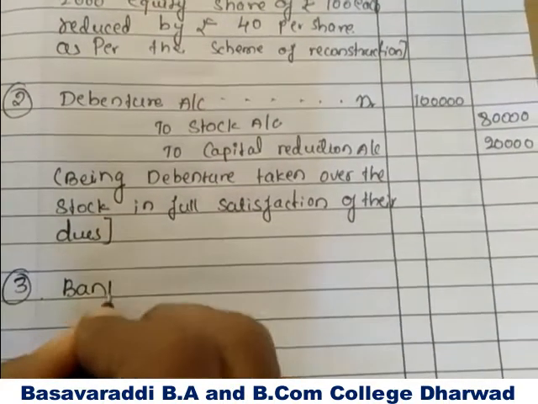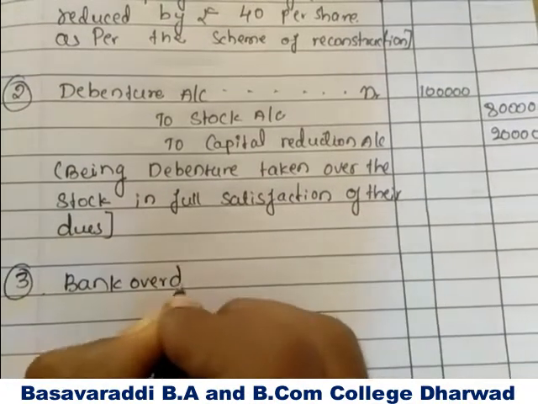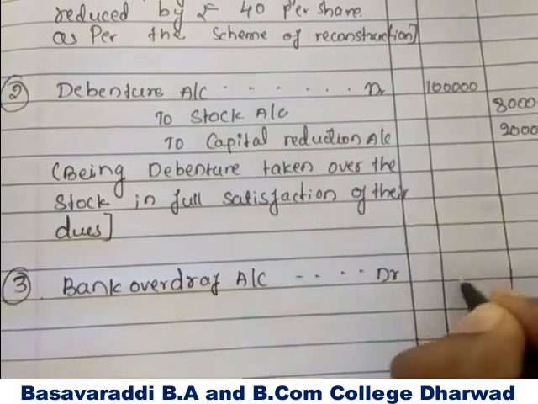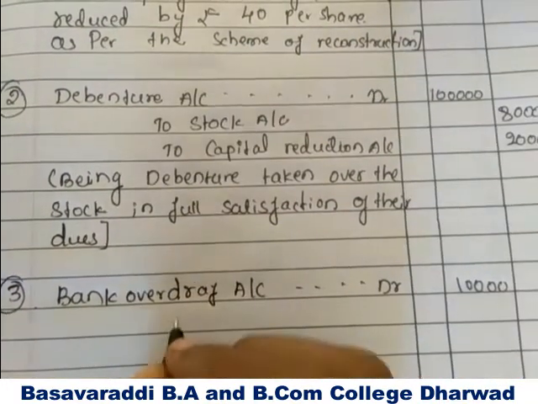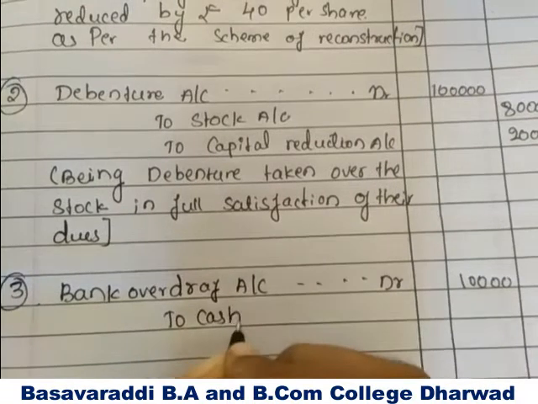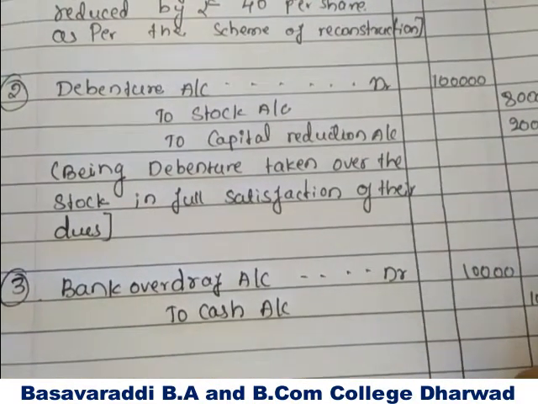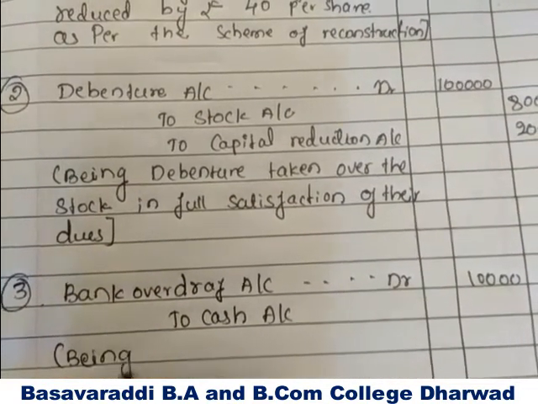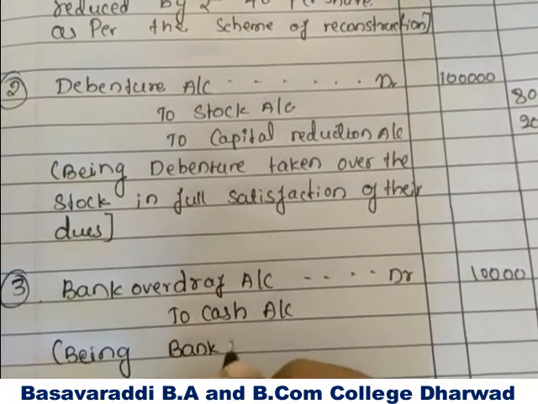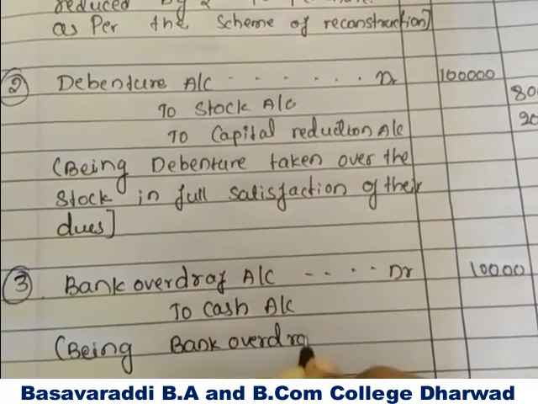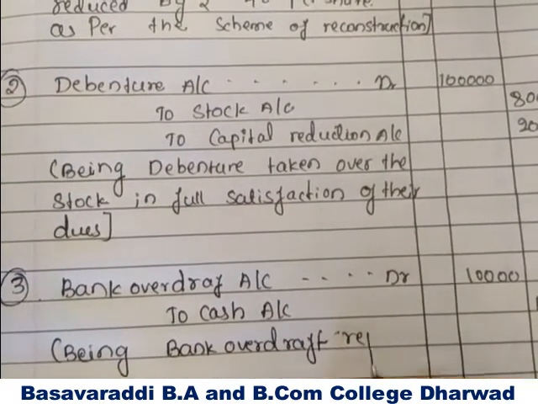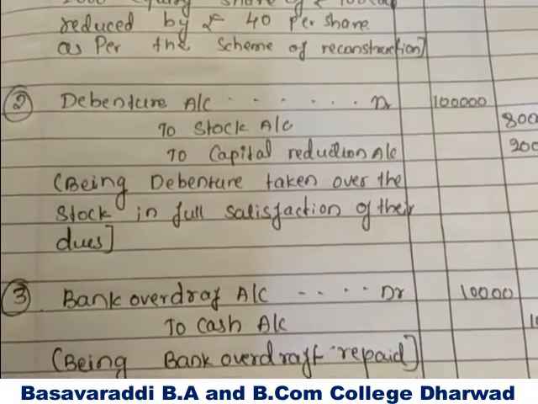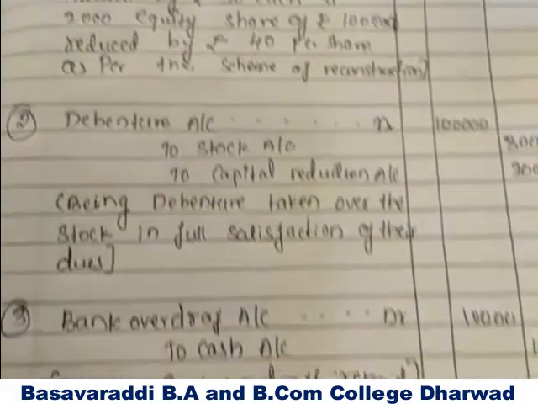Next, third entry: bank overdraft is repaid. Bank overdraft account debited 10,000, to cash account 10,000. Being bank overdraft repaid.